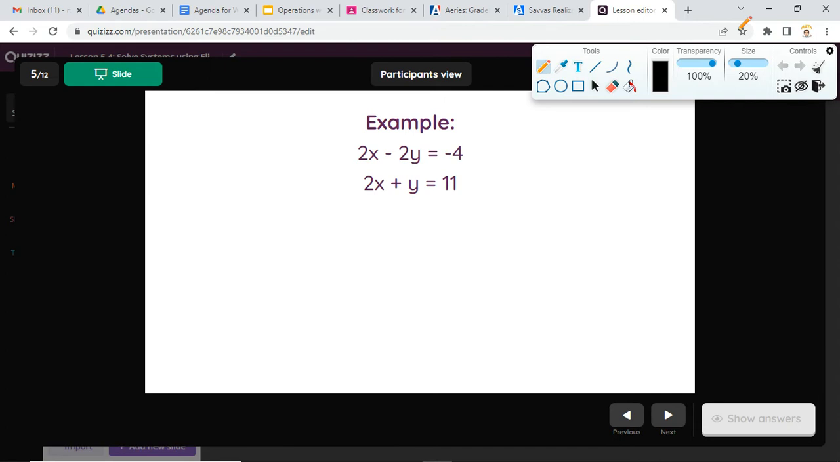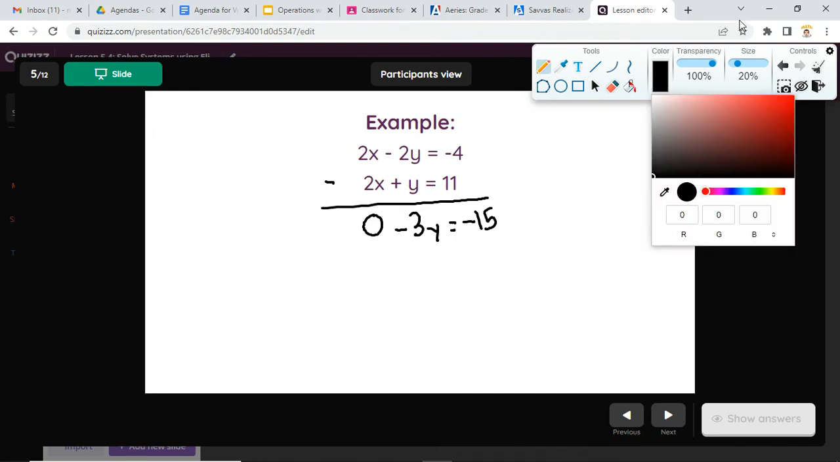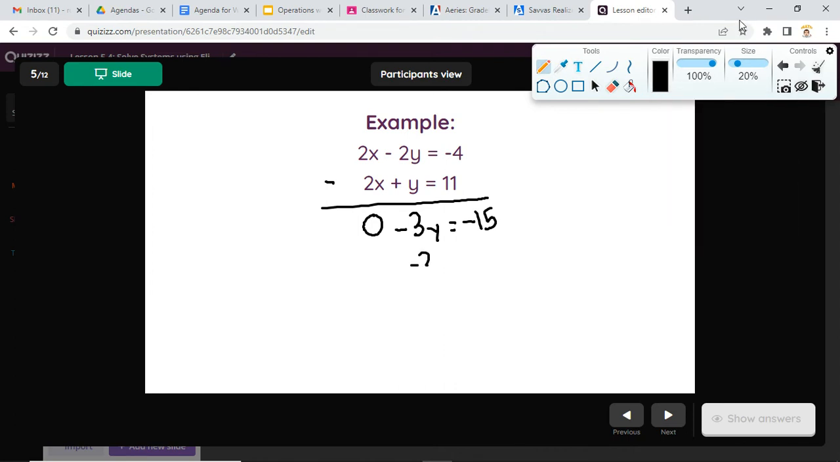So what I'm going to do here is I notice that if I do 2x minus 2x, I can cancel out my x terms. So I'm going to subtract my two equations. So 2x minus 2x will give me 0. Negative 2y minus y will give me a negative 3y. And negative 4 minus 11 will give me a negative 15. So I get negative 3y equals negative 15.